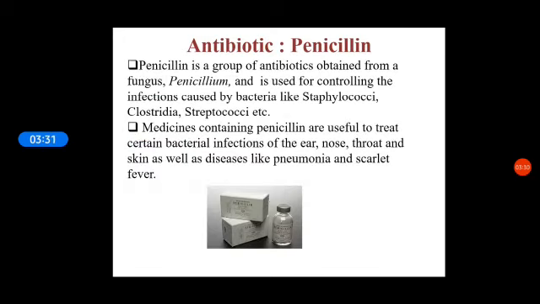The most well-known example of antibiotic is penicillin. Penicillin is obtained from the fungus Penicillium and is used for controlling infections caused by bacteria like Staphylococci, Clostridia, and Streptococci. All the medicines containing penicillin antibiotic are useful mainly to treat certain bacterial infections of ear, nose, throat, and skin, as well as diseases like pneumonia and scarlet fever.